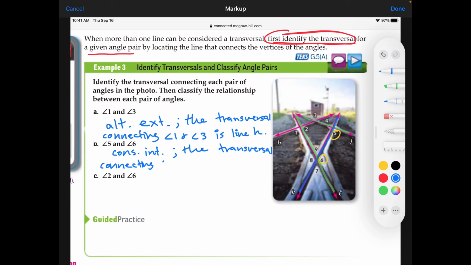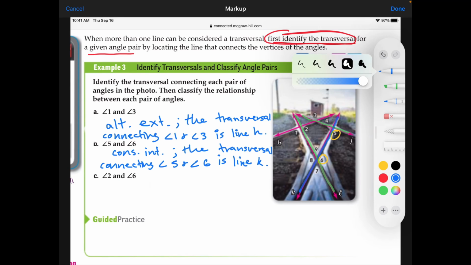And the transversal connecting angles 5 and 6 is line K. Okay, let's do one more try.